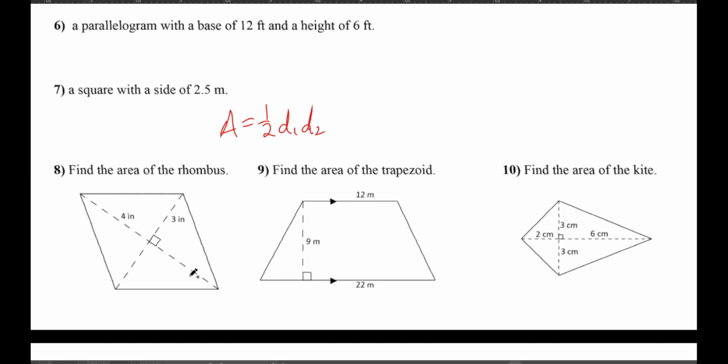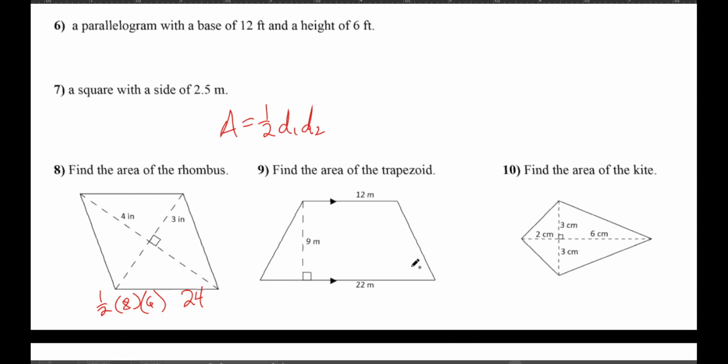So what is this whole diagonal from here to here? It's 8. Okay, here's our 1/2. And then what's this one? It's 6. So half of 8 is 4. 4 times 6 is 24 inches squared.